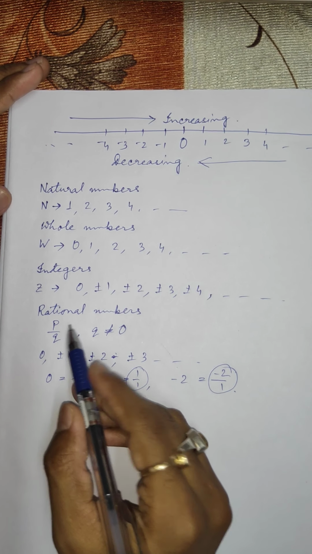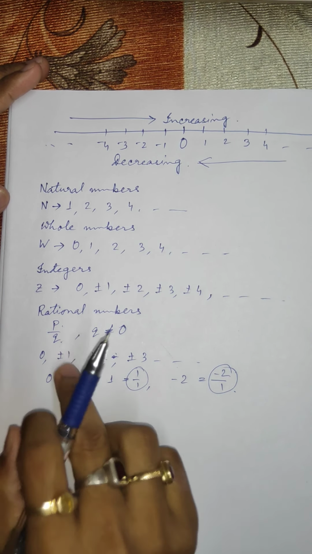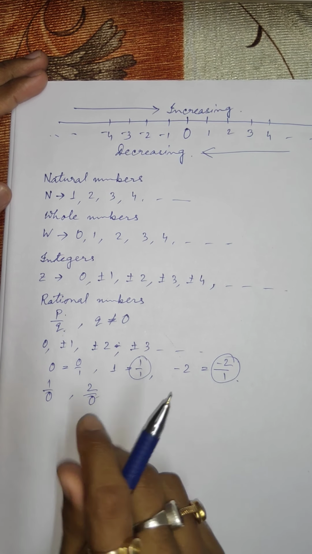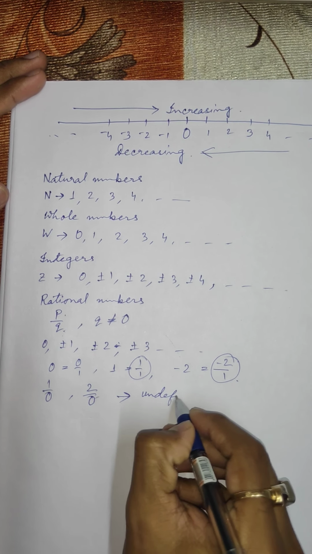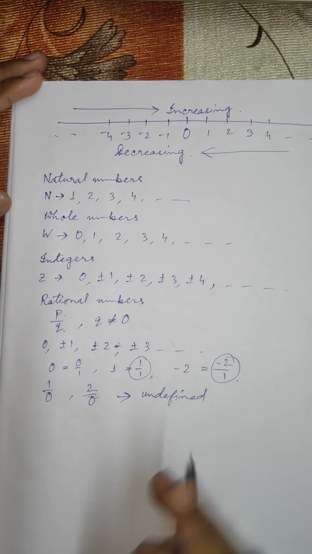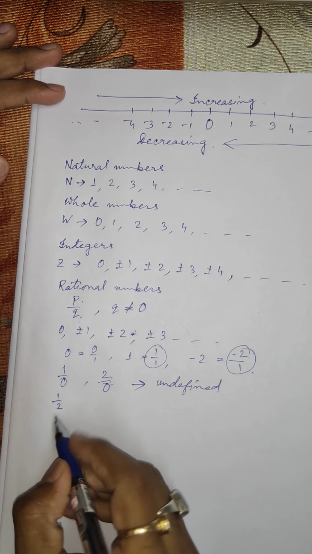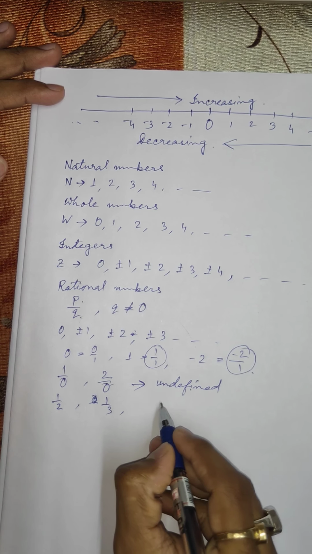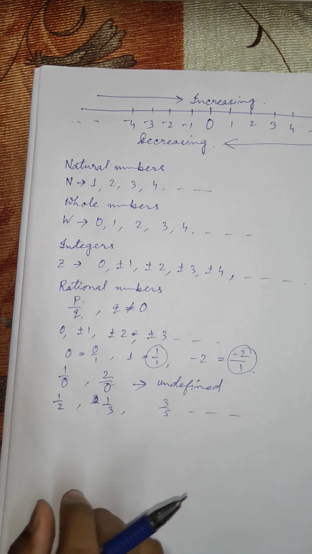In p by q, in the fraction, this is called numerator and denominator, and in this case the denominator cannot be 0. If denominator is 0, then these are undefined numbers. Suppose if I write 1 by 0, 2 by 0, these numbers are undefined actually. Now some more numbers are there in rational numbers. 1 by 2, 1 by 3, 3 by 5, these are also rational numbers, as these are in the form of p by q.